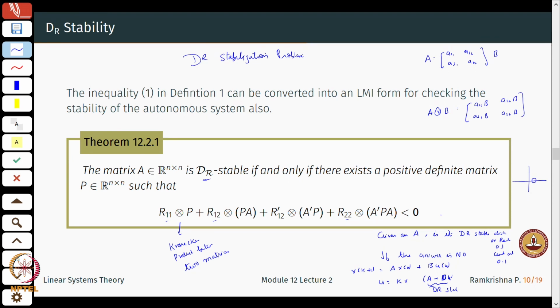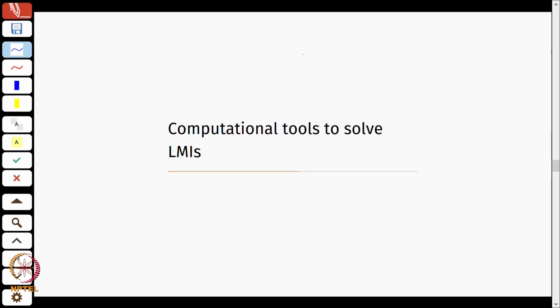It's again an exercise which is similar to what we did for stabilization of discrete time systems using Schur complements and so on. But you can just refer to the literature which is mentioned at the end of the slides. Okay, so now, how do we solve this using Matlab?